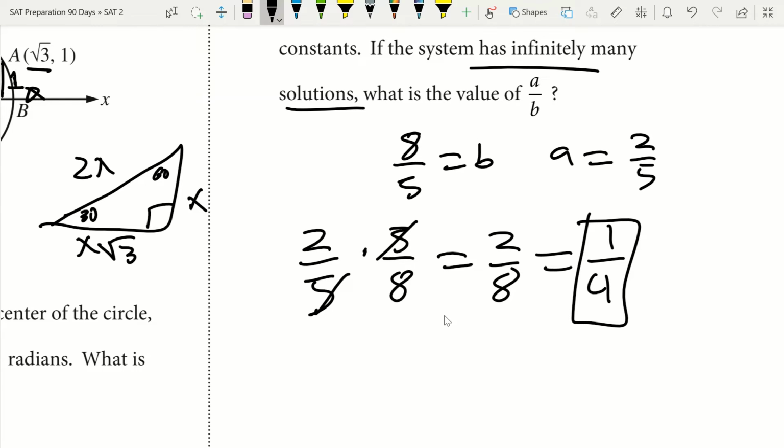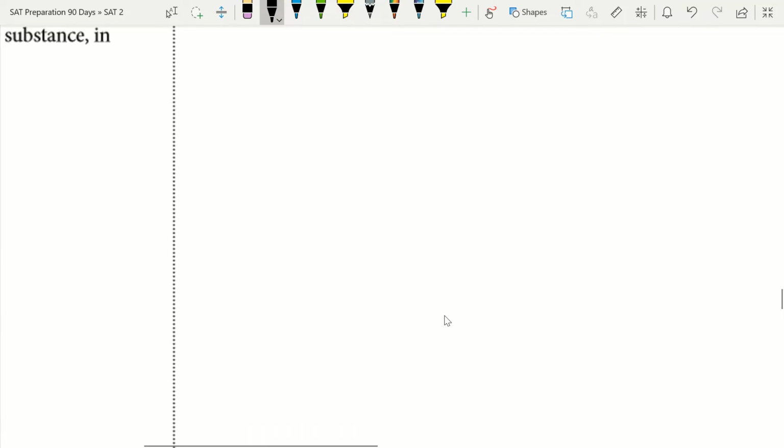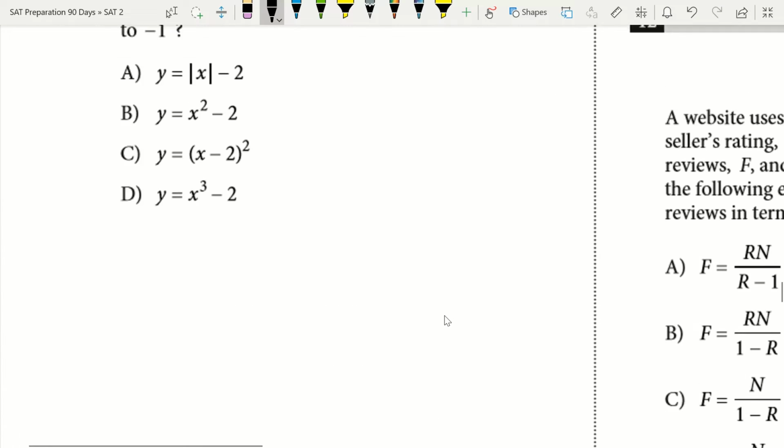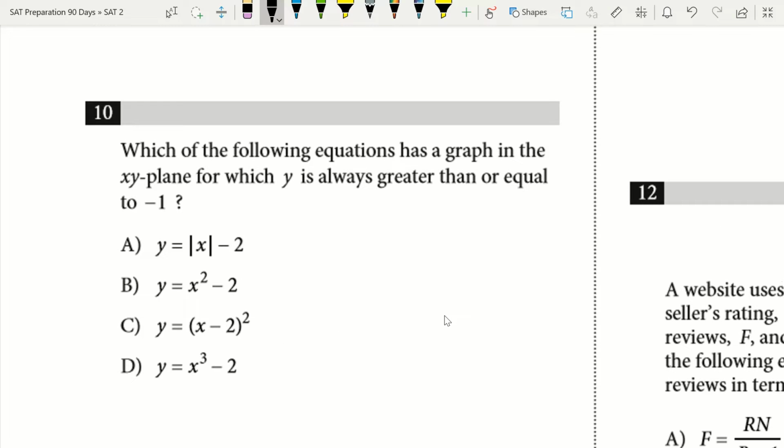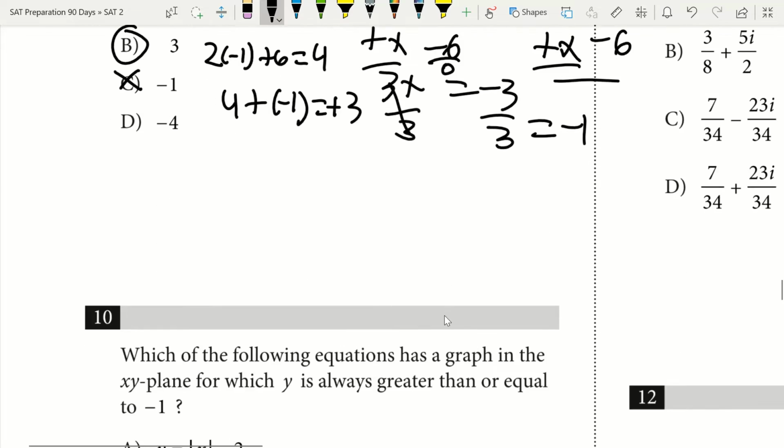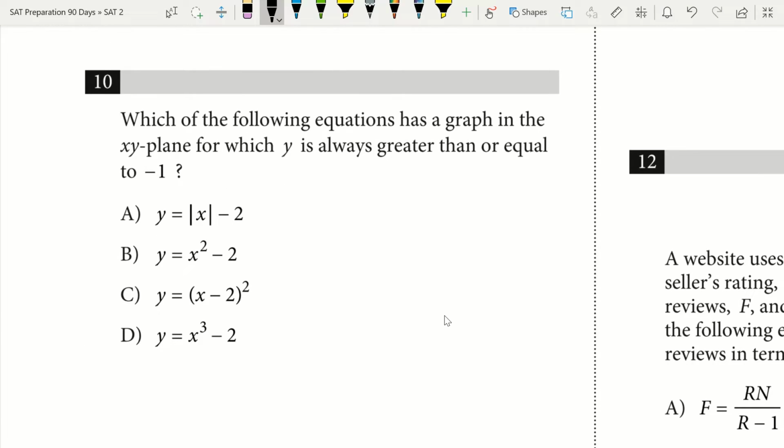Okay, at this point we go back and answer 10 through 15. So let's find wherever 10 is. Looks like it's right here. Which of the following equations has a graph in the xy-plane for which y is always greater than or equal to -1? That means it's always got to be greater than or equal to -1. What jumps out to me immediately is this first one, we've got absolute value. That could be 0. 0 minus 2 is less than -1. That's wrong. Right here, this could be 0. 0 minus 2 is also less than -1. Right here, it's some value squared.